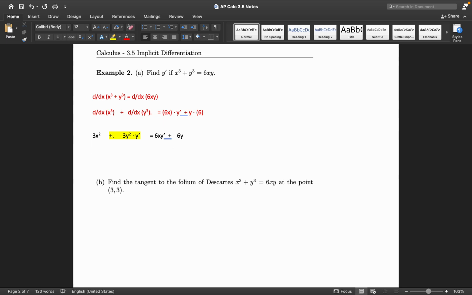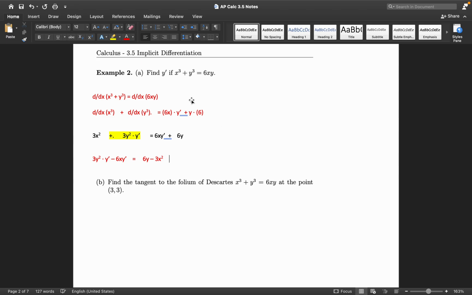Alright, we're going to have to do some simplifying. We've got to get our y prime terms together. So if I do a little bit of algebra, I'm going to end up with 3y squared times y prime minus 6xy prime equals 6y minus 3x squared. That's if I do a little bit of manipulation to that equation.